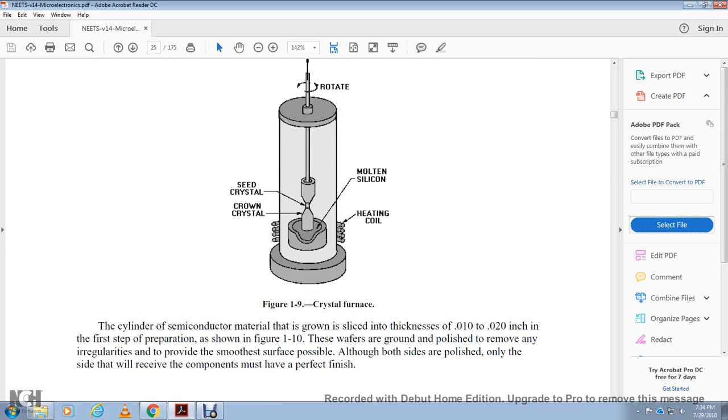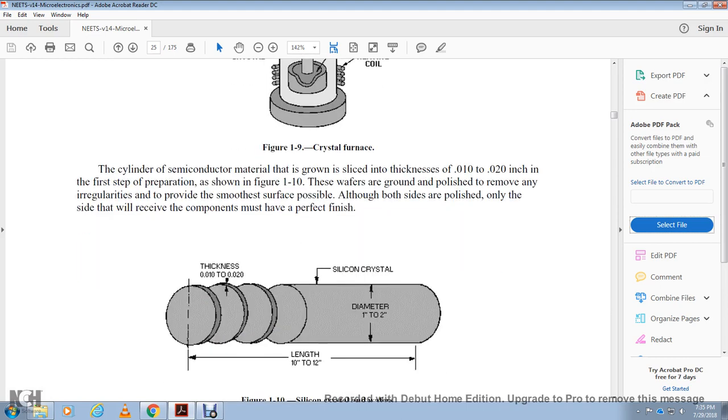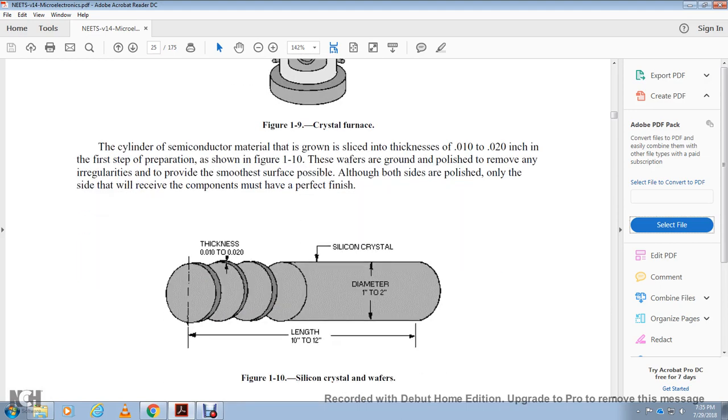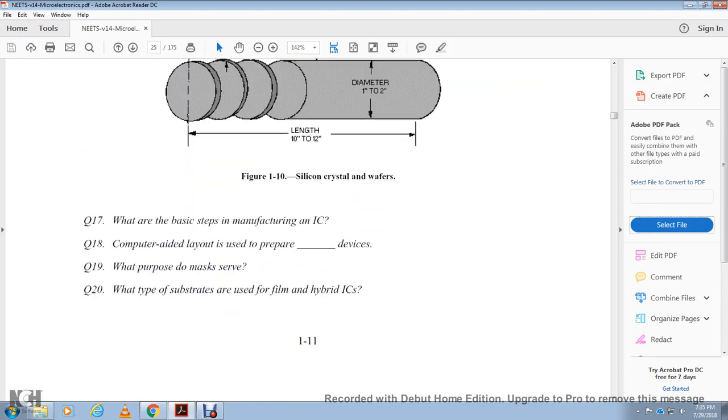The cylinder of semiconductor material is sliced into wafers with a thickness of 10 hundredths to 20 hundredths of an inch. The first step of the preparation, shown in figure 110, is that the wafer is ground and polished to remove any irregularities and provide the smoothest surface possible. Although both sides are polished, only the side that receives the components needs the perfect finish. Shown is a silicon crystal wafer with a thickness of 100 to 200 thousandths of an inch, cut from a silicon crystal with a diameter of 1 inch to 2 inches and a length of 10 to 12 inches.